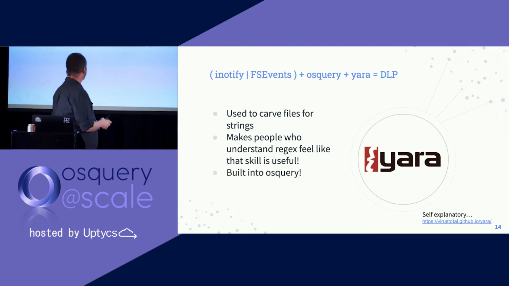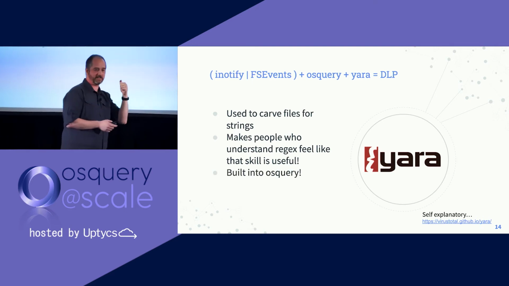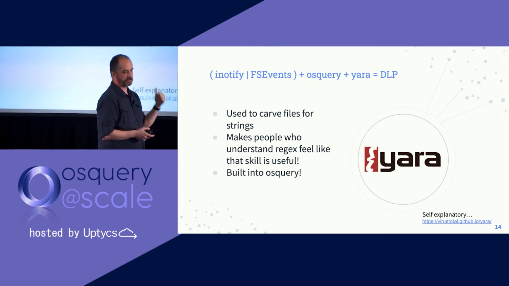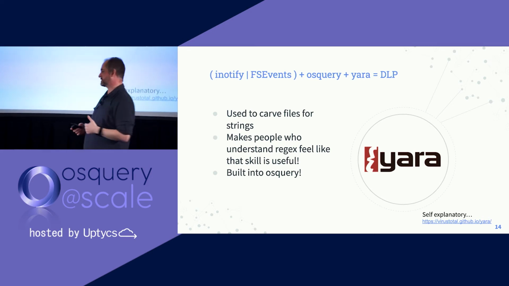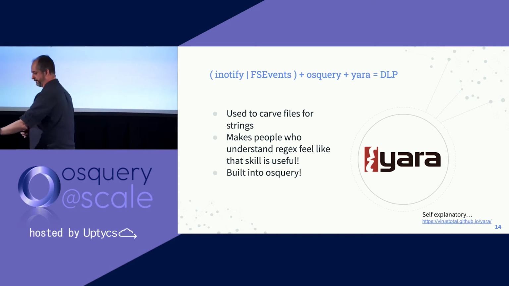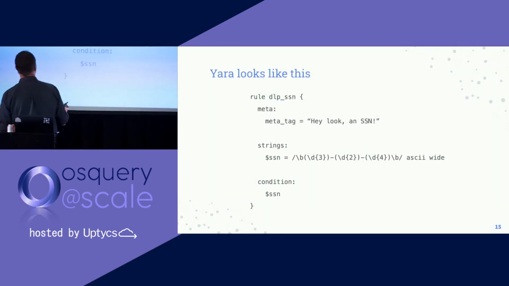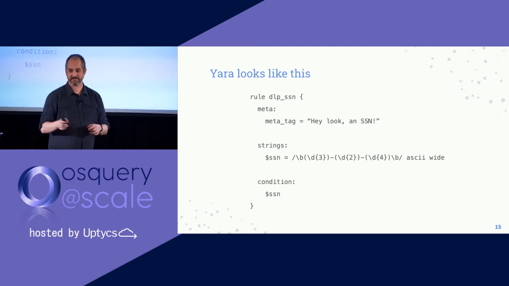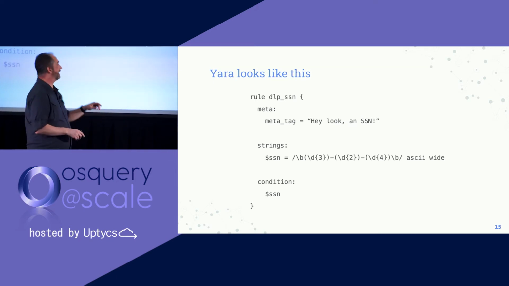All right. It's also, Yara is built into Osquery. It's just a table. There are two tables that you can use, the Yara table and the Yara underscore events table. And let's go through them now. First, this is what a Yara rule looks like. And for those regex nerds, you're going to critique this and tell me how unoptimized that is. It's actually very optimized. Thank you very much.